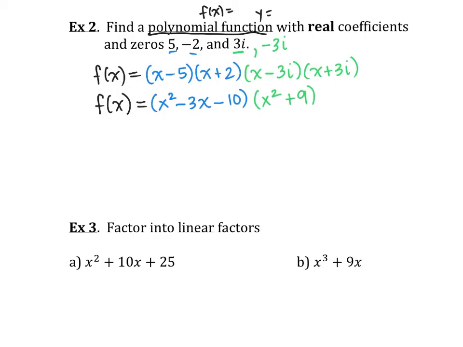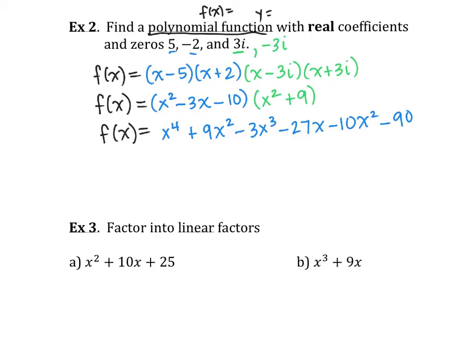Okay, I have to now multiply these two together. Whichever method you normally use is fine. Okay, I'm just going to go for it. x to the fourth plus 9x squared minus 3x cubed minus 27x minus 10x squared minus 90. I should have 6 terms. 1, 2, 3, 4, 5, 6. Okay, I think I have that right.